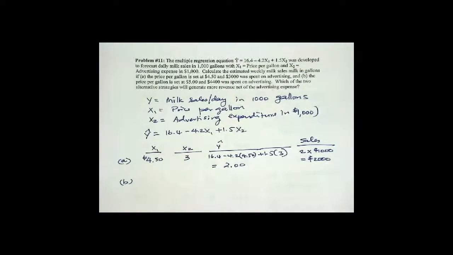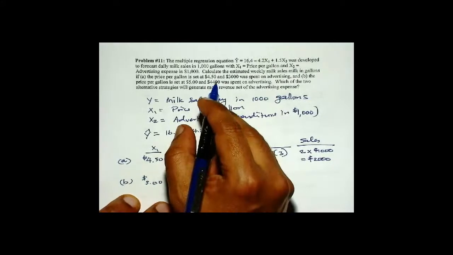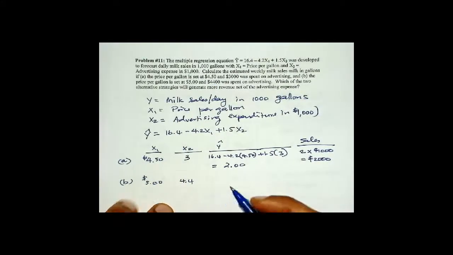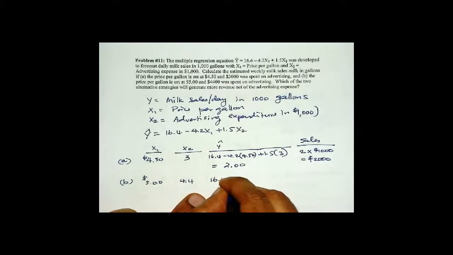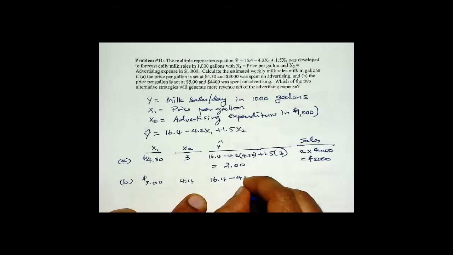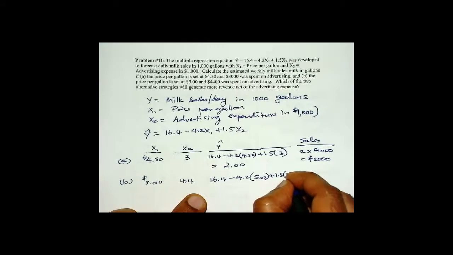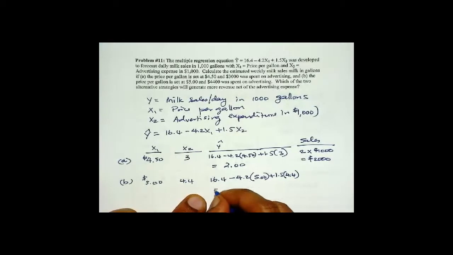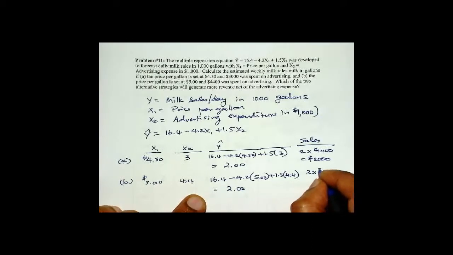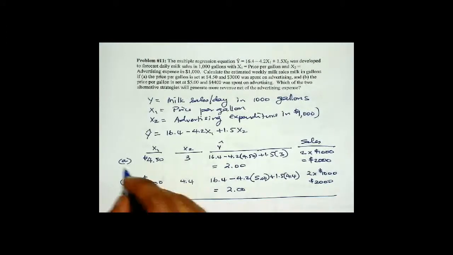Now let's look at B. X sub 1 for B is $5 per gallon. Now we are spending 4,400, so 4.4 for x sub 2. Then we get 16.4 minus 4.2 times 5 plus 1.5 times 4.4, which gives you again 2. So sales is once again 2,000 gallons per day.